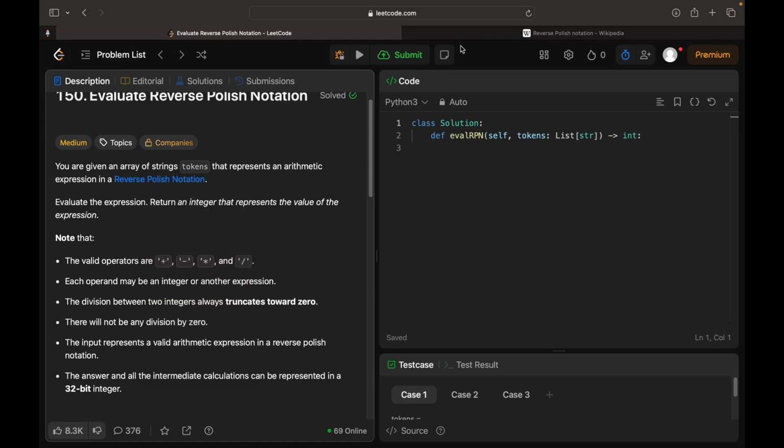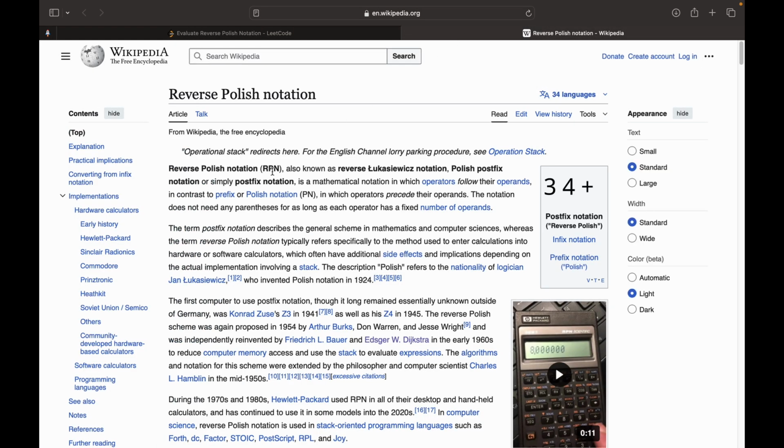If you go over their Wikipedia, reverse Polish notation, also known as reverse Polish postfix notation, or simply postfix notation, which you might have studied in your classes, is a mathematical notation in which operators follow their operands, in contrast to prefix or Polish notation, in which operators precede their operands. The notation does not need any parentheses as long as each operator has a fixed number of operands.